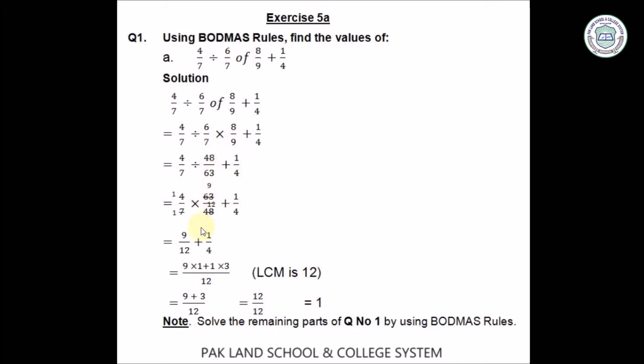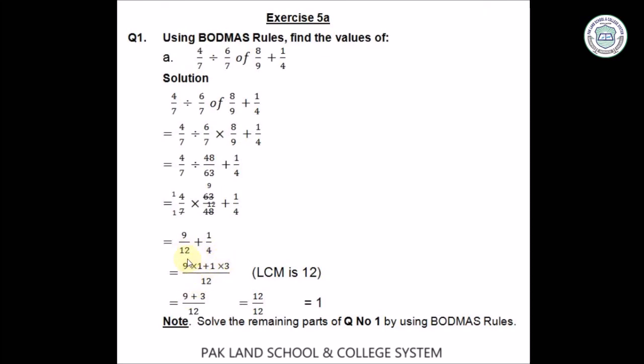multiplication, addition and subtraction. 4 by 7 multiplies 63 by 48. Division changes into a multiply. So we do the cutting. 4 1s are 4 and 4 12s are 48, 7 1s are 7 and 7 9s are 63, plus 1 by 4 as it is. 9 1s are 9 and 1 12s are 12, plus 1 by 4.